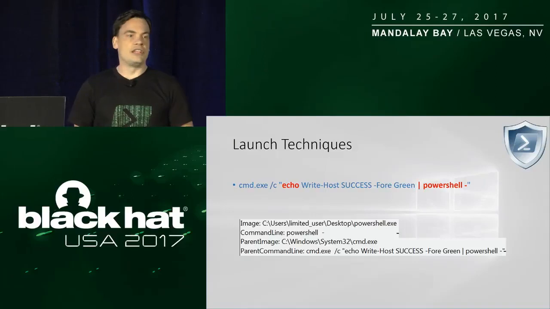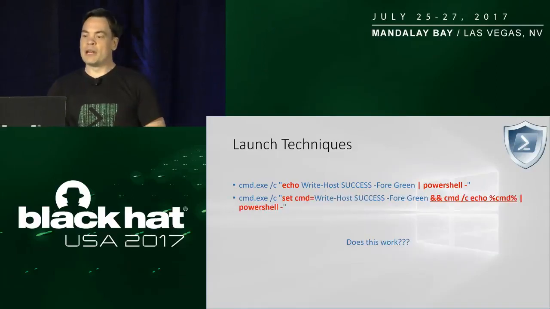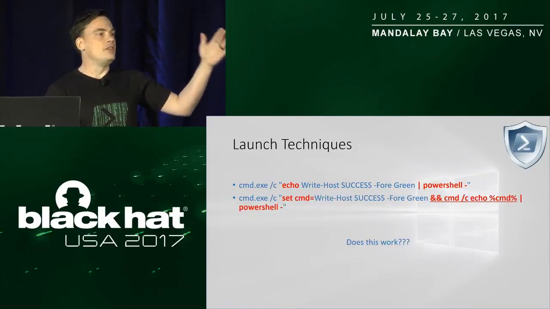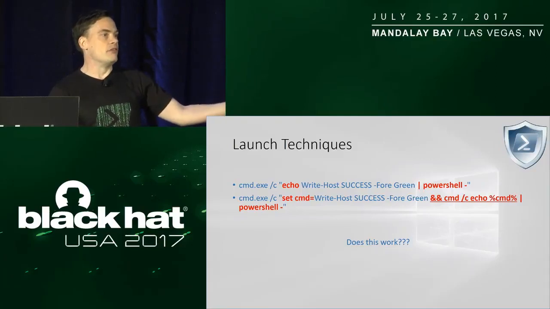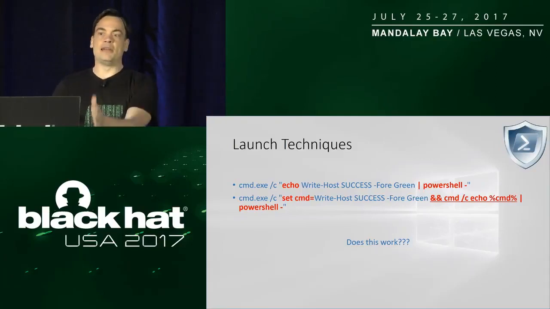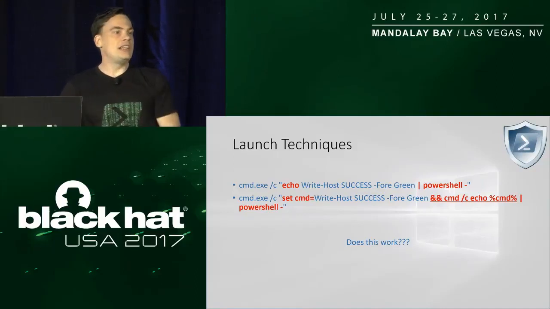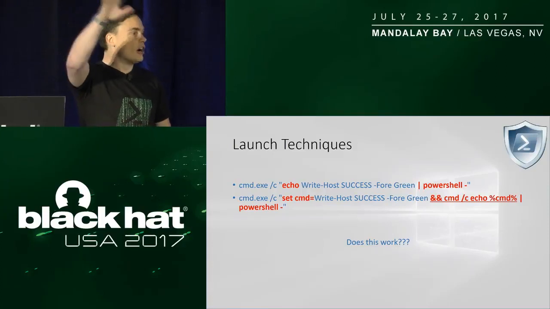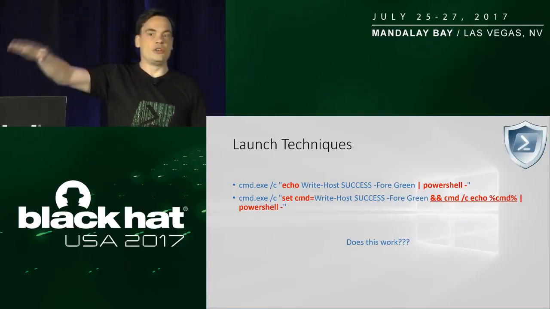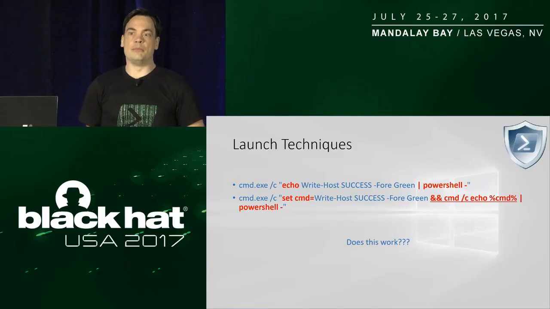So here's kind of the demo that we were talking about before. But what I can also do is use CMD to set some environment variables, pipe that into CMD to process the environment variables, and then pipe that into PowerShell. So if you had any detection going on directly, arguments in CMD to arguments in PowerShell, that's going to be broken as well.